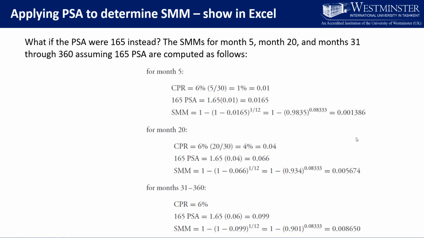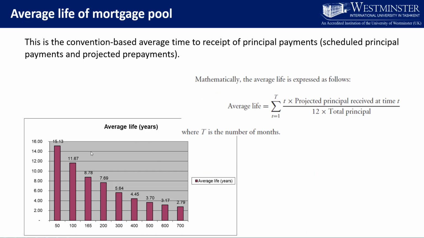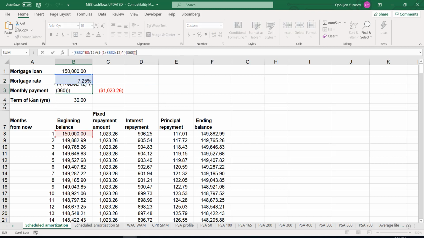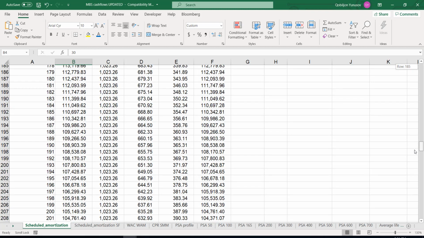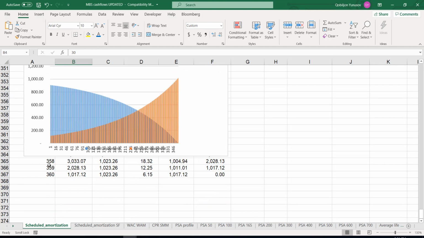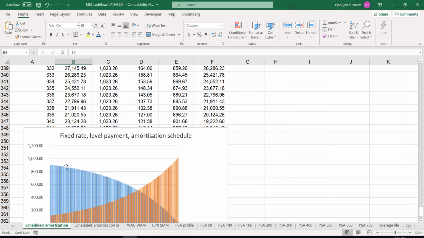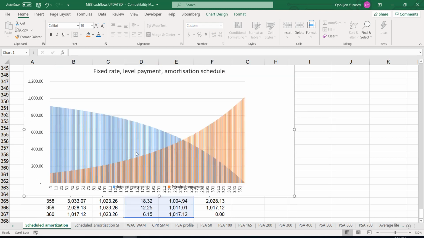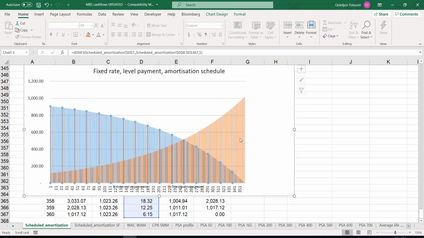So there's another example here, and I've illustrated the average life here. Now let me illustrate another concept that's important. So let's say you've got a mortgage loan of $150,000. You've got a mortgage rate of 7.25%, and you've got a monthly payment calculated based on this. It's an annuity, and the term is 30 years, so it's all the way to month 360. And this graph illustrates the amounts that are basically here.